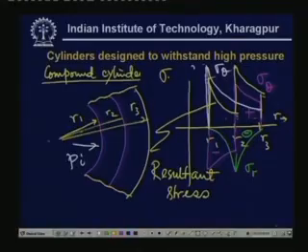But if we have a compound cylinder, then you see that all the cylinders are stressed to the same extent, and thereby we have saved some material. So that is very clear from this diagram, that is how a material saving can be done, as well as how a high pressure could be withstood in a cylinder.